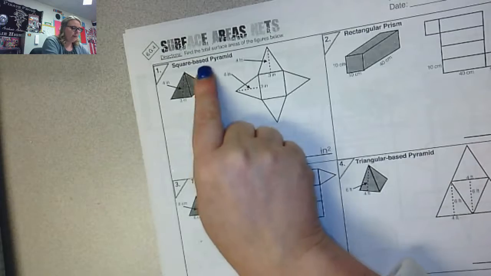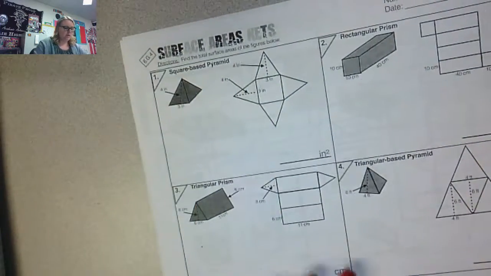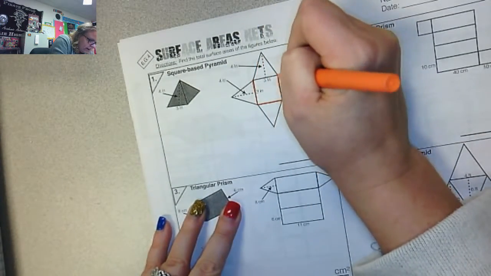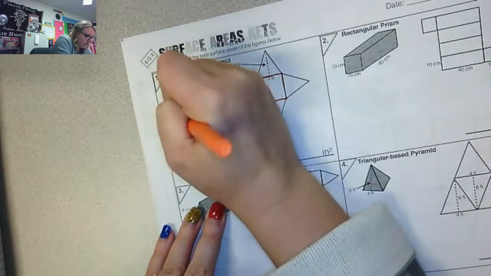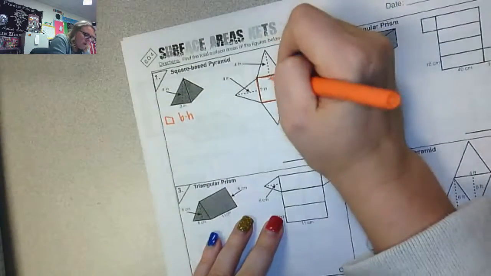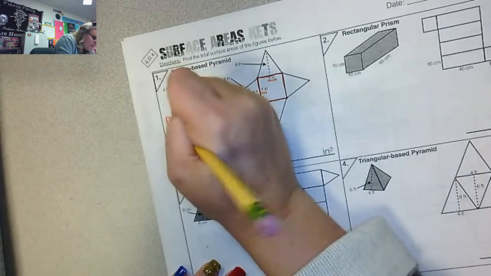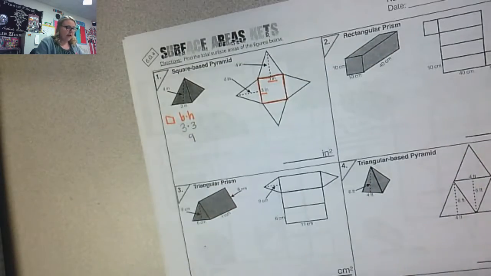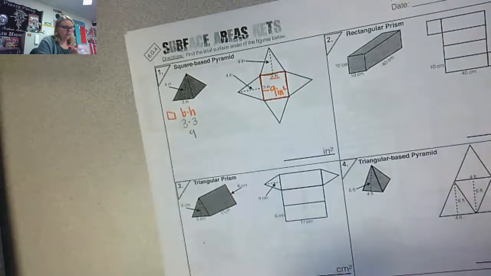You have a square base pyramid. With a square base pyramid, that means that you have one base. So our one base is a square. To find the area of a square, we're going to do base times height. Since it's a square, both of my sides are a 3. So I have 3 times 3. 3 times 3 is 9. So I have 9 for my base. I have 9 inches squared.